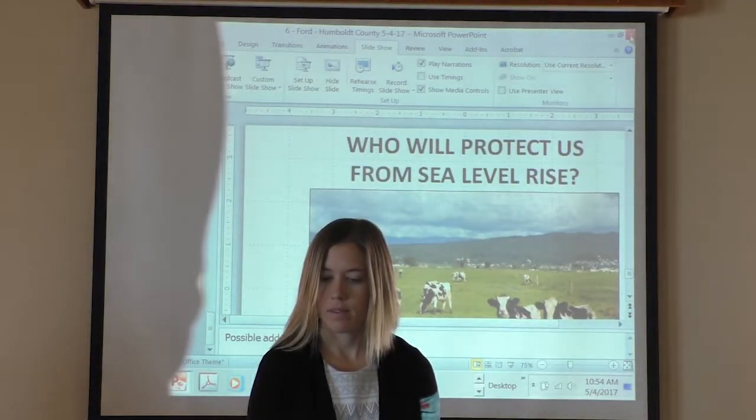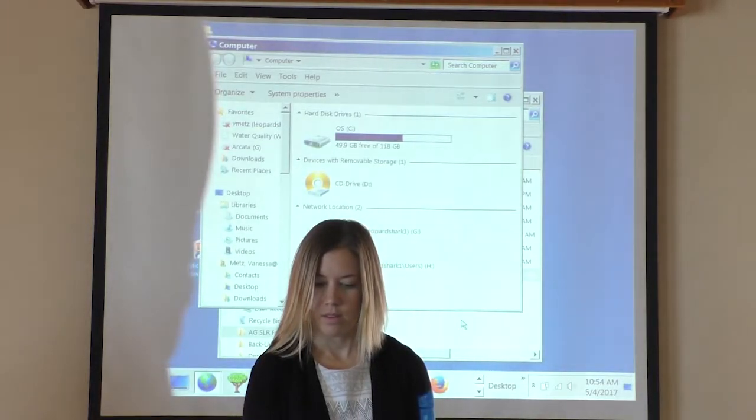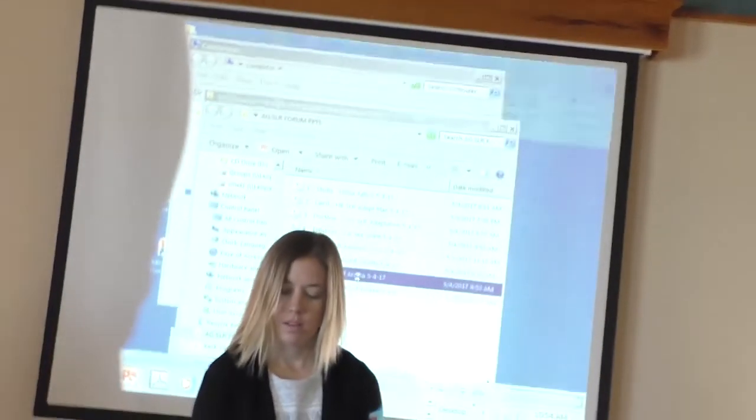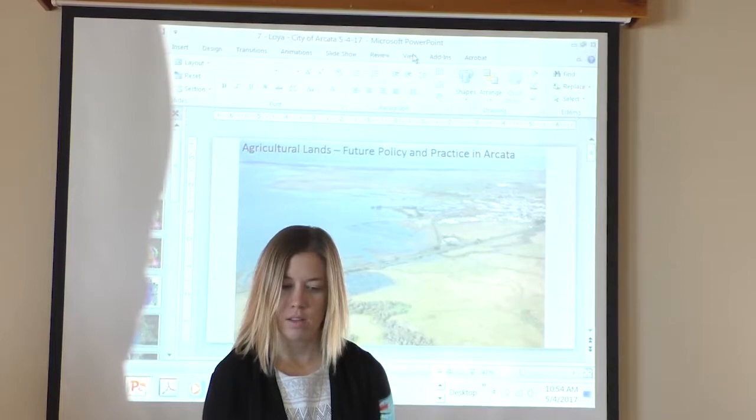Next up, we have David Loya, the Community Development Director for the City of Arcata, talking about how Arcata's local coastal program is being updated to address sea level rise.